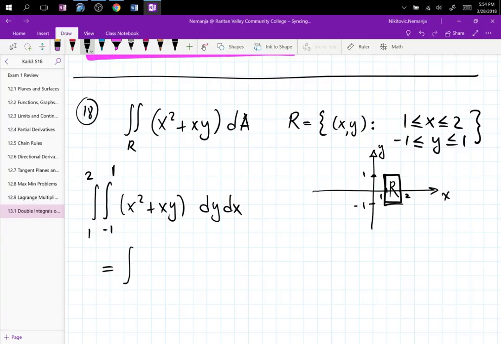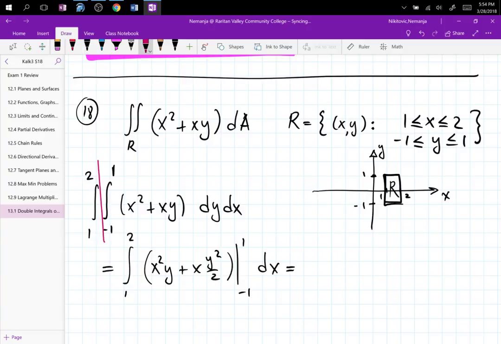When we compute this, we copy the outer integral, and then we integrate everything with respect to y, which gives us x squared y plus x y squared over 2. And we compute that from negative 1 to 1, and we still have dx to deal with for the x integral. So all I did is the inner integral. This is what I solved.